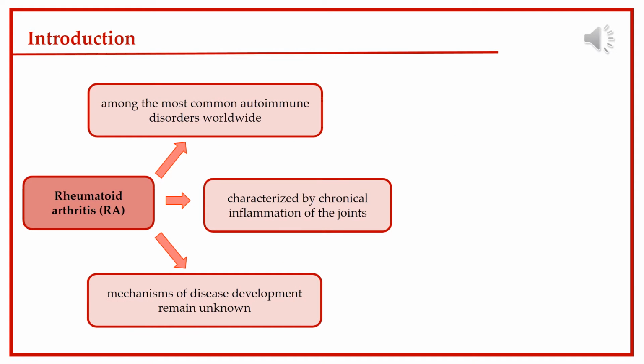To contextualize our presentation, we are going to talk about arthritis firstly. Arthritis is among the most common autoimmune diseases in the world and affects around 1 to 2% of the population, besides being more prevalent in women.